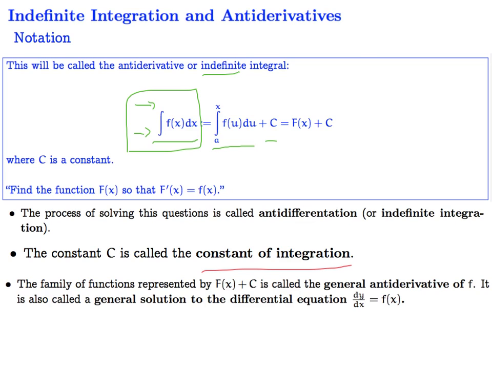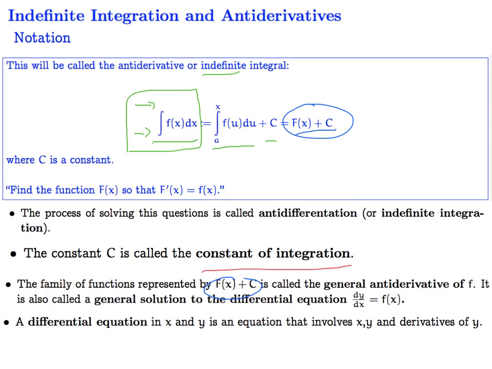So the whole family of functions represented by F of x plus c is called the general antiderivative of f. It is also called the general solution to the differential equation dy over dx equals f of x. This is a different way to present the same problem, and we'll show some examples of that in a little bit. But this is called the general family. And a differential equation in x and y is just an equation that involves x's, y's, and the derivatives. Once again, we'll talk about this in a little bit.